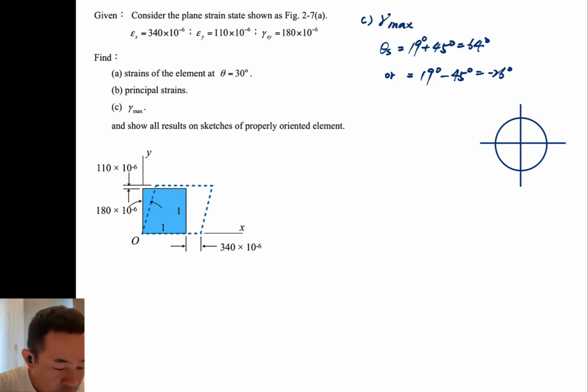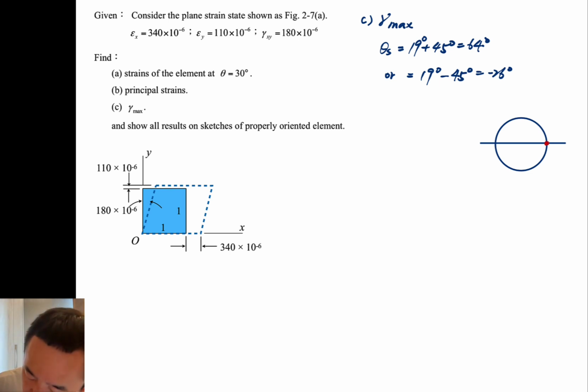Okay, so you see here. Well, I shouldn't draw this, because I just want to know the angle relationships. We don't need to draw this small circle exactly, right?